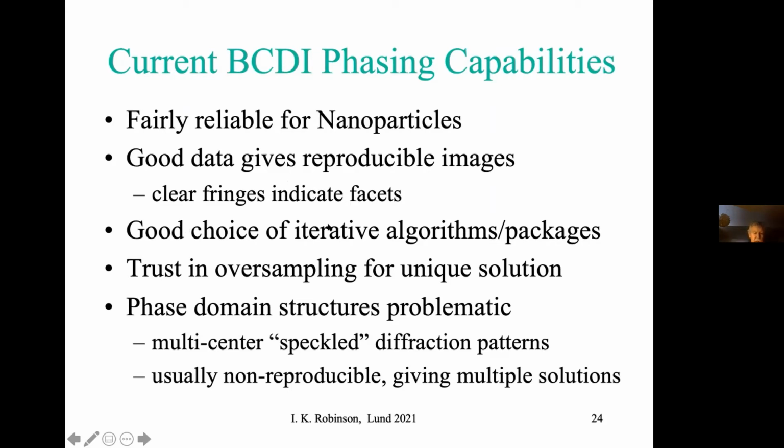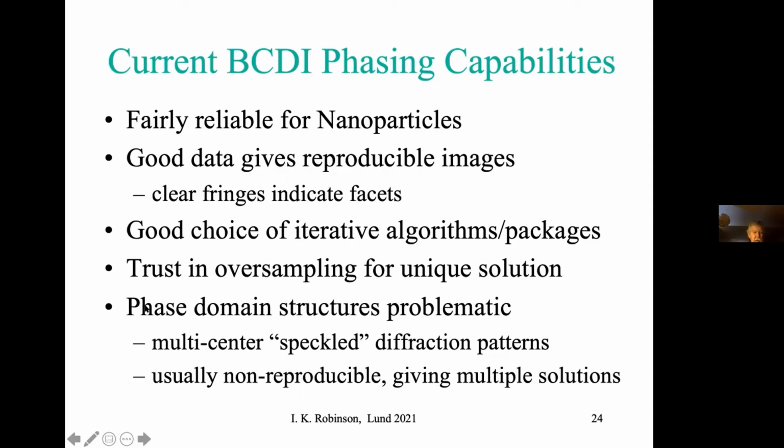And we have a good choice of different algorithms and several good compilations of these into packages that we can use. We're basically trusting that by oversampling the data, we have more data points than we have pixels in the image, and so we can expect to get a unique solution.